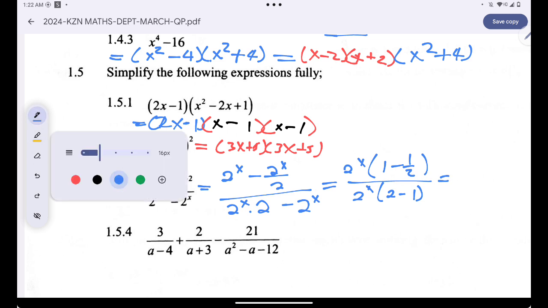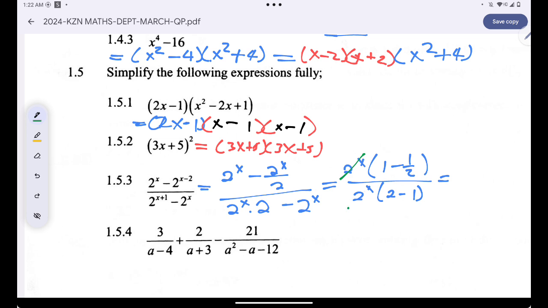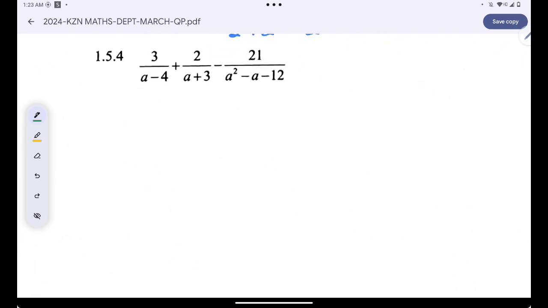I know that this will cancel this, and then 1 minus half will give me a half. 2 minus 1 will give me 1. So my answer is 1 over 2. Are we together?